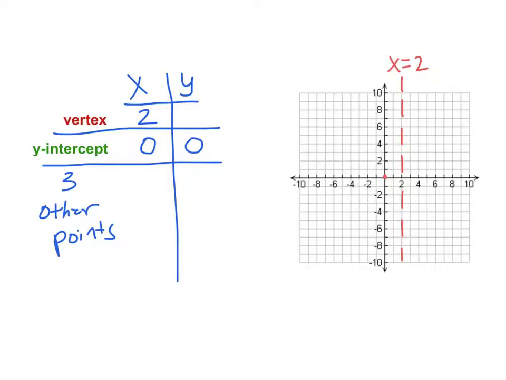Question? Does it have to be a dotted line? Yes, it has to be a dotted line because the axis of symmetry is not actually a part of the parabola. It's just showing you where it splits down the middle. It's not actually part of the parabola, so that's why we dash it.